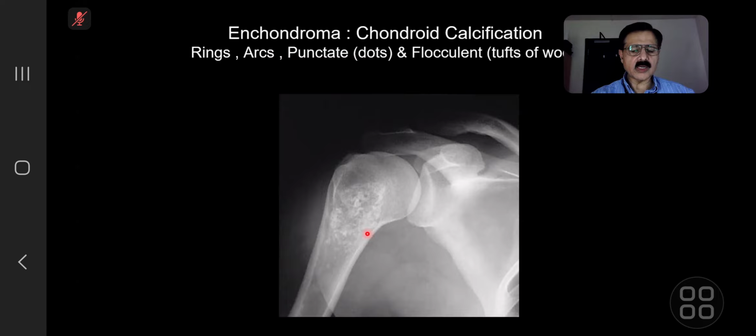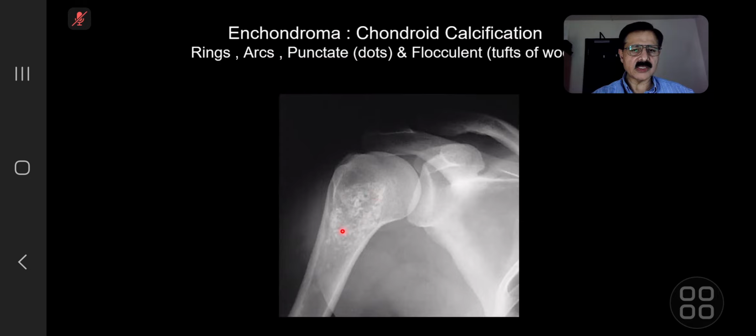Now, the learning point is the shape of this calcification, or the pattern of this calcification. These words should be in your vocabulary. This calcification is ring shaped. They are rings, arcs, punctate, punctate is like dots, and flocculent, tufts of wool. So these are the words to be used. Ring and arc is the most common.